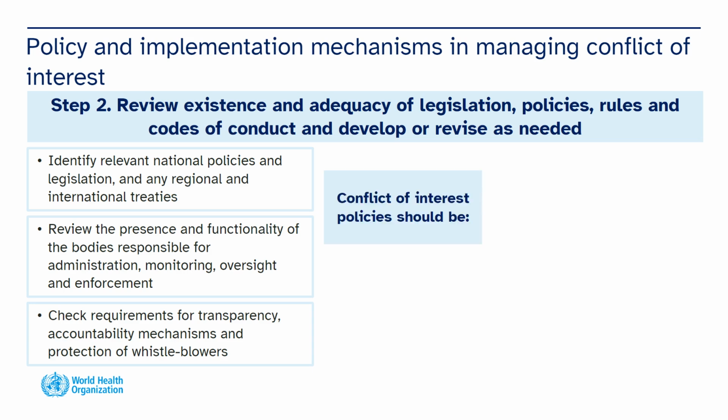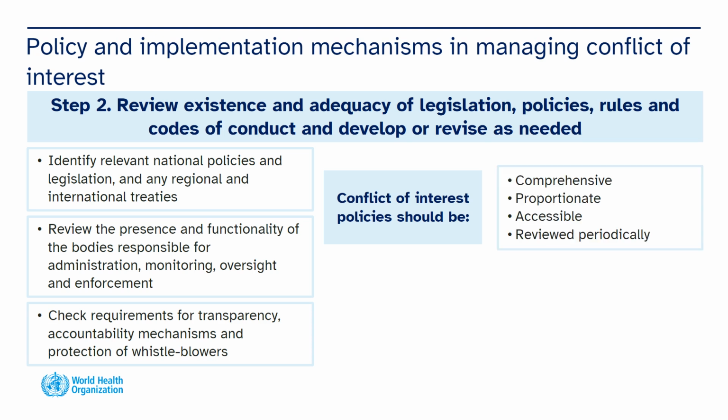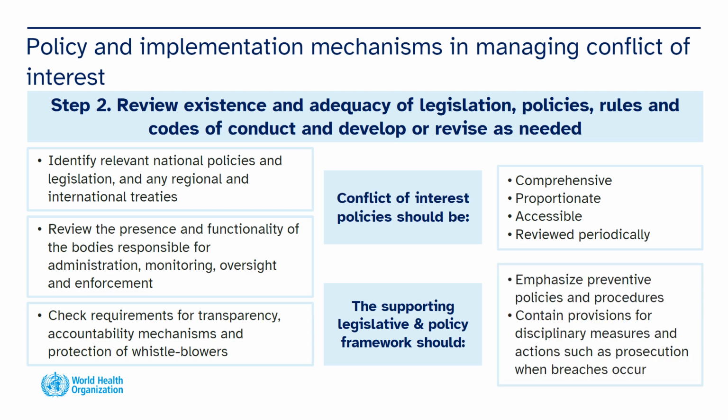Conflict of interest policies should be comprehensive, proportionate, accessible to the individuals and institutions that may be affected by them, equally applicable to all individuals within an institution or a committee, regardless of seniority, and reviewed periodically to ensure that the policies are focused on the most important areas of risk. The supporting legislative and policy framework should emphasize preventive policies and procedures rather than relying on corrective and punitive responses alone. It should also contain provisions for disciplinary measures and actions, such as prosecution when breaches occur.